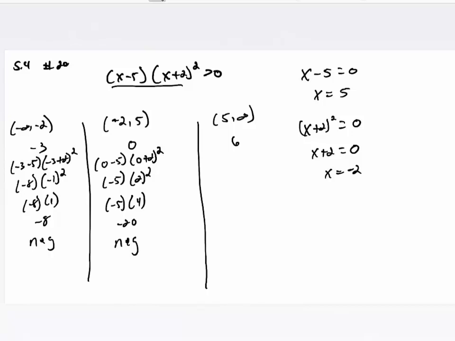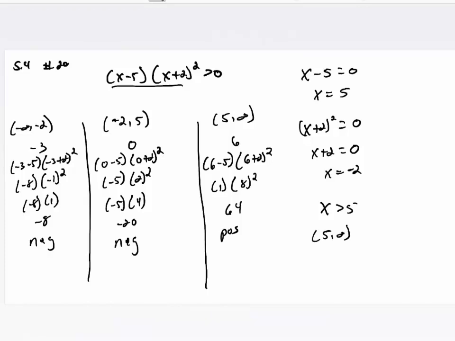Now we're going to test out the third interval. We get 6 minus 5, and then (6 plus 2) squared. 6 minus 5 is 1, and this is going to be 8 squared, and we can see that this one is positive. So therefore, the solution to this inequality is x is greater than 5, or in interval notation, which we already have written up there, 5 to positive infinity. I don't believe that we had to graph it.